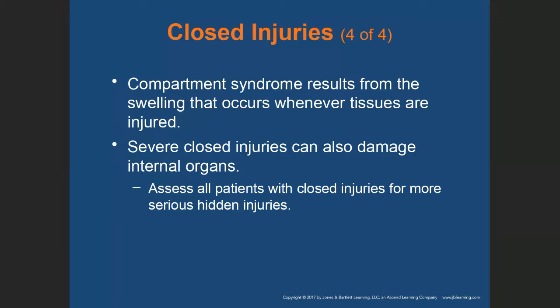If it's severe, the patient can lose function of the motor and sensory nerves, and blood flow can be cut off. It usually occurs 6 to 12 hours after a fracture. Right? So 6 to 12 hours after a fracture, the patient can develop compartment syndrome. Compartment syndrome results from the swelling that occurs whenever tissues are injured. Severe closed injuries can also damage internal organs. Assess all patients with closed injuries for more serious hidden injuries.